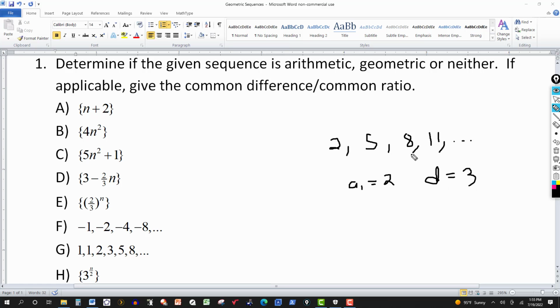And then of course, sometimes you talk about the series of these terms. And you have formulas for finding the sum of the first n terms and so forth of an arithmetic sequence.